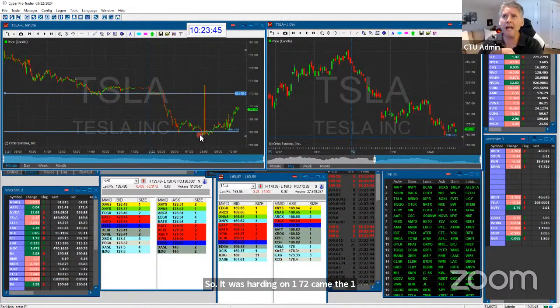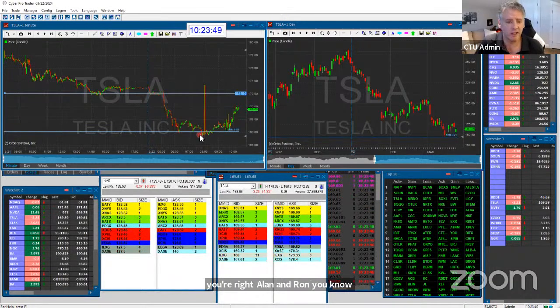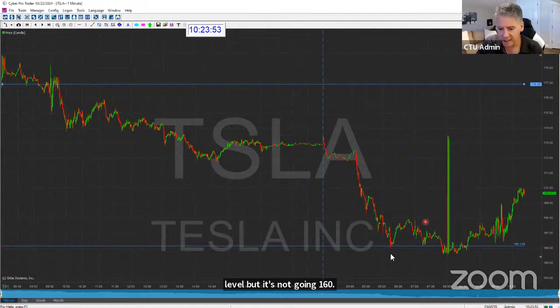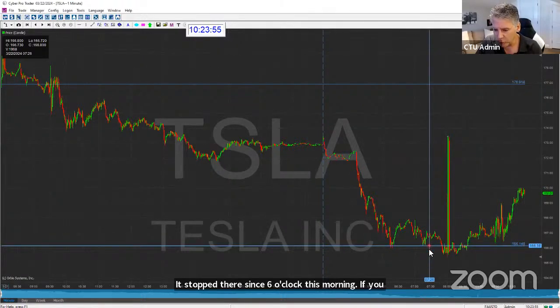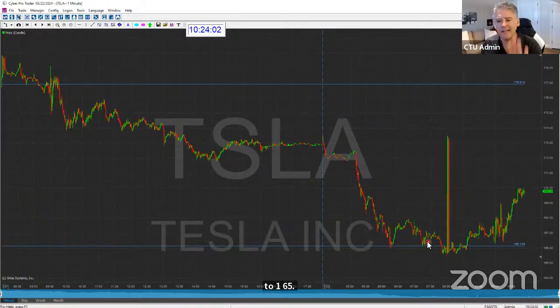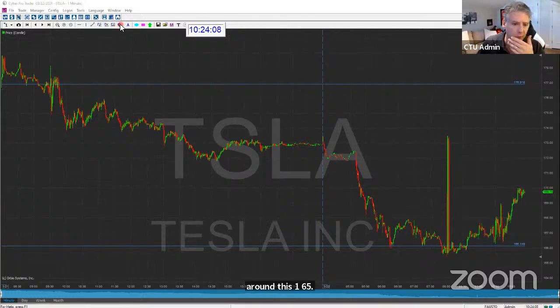You're right, Alan and Ron. 160 was a support level, but it's not going to 160. It stopped there since 6 o'clock this morning. If you look right here, it hovered right around this 160 to 165. Okay, everybody see that? Now, why did it stop right around this 165? I'll actually do this for you.